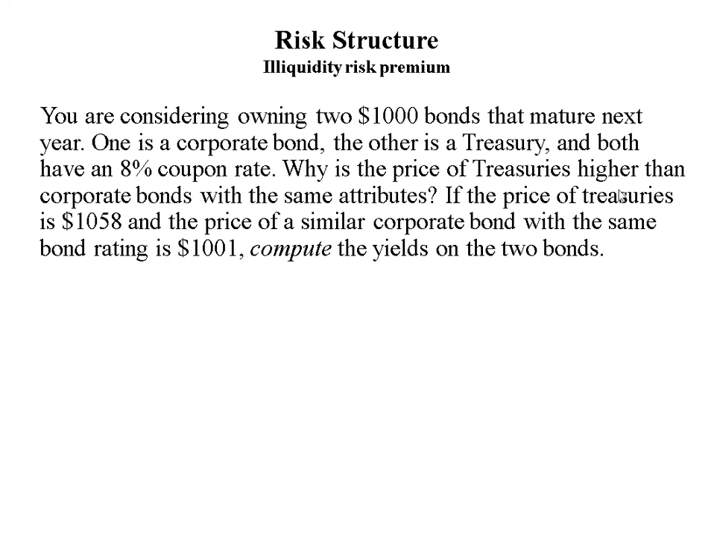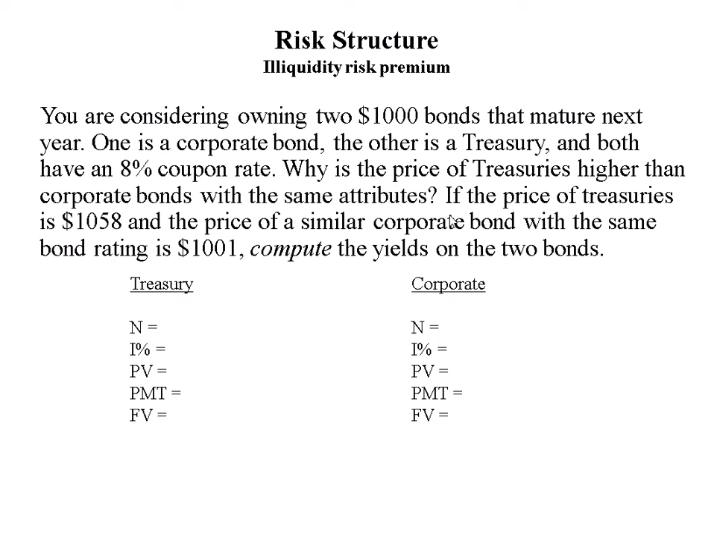Why is the price of Treasuries higher than the corporate bonds with the same attributes, right? Other than the fact that there's just a lot more buyers of Treasuries. So in this case, we do the same thing as we did before. There's one period. The face value is $1,000. Now the coupon rate is 8% of 1,000, so the payments are $80.